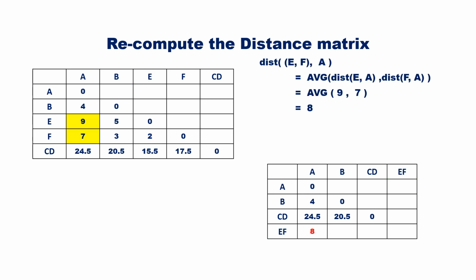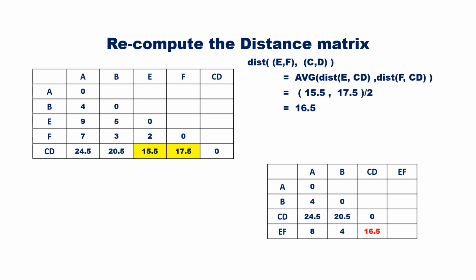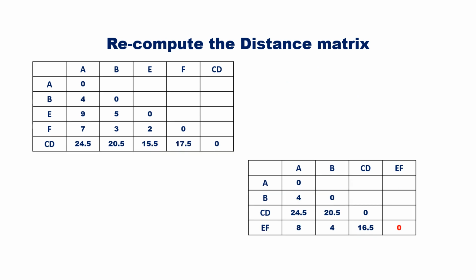The distance between the EF cluster and A is calculated as the average of the distance between E and A and the distance between F and A, which is 8. The new distance between EF and B is 4. Similarly, new computed distance between clusters EF and CD is 16.5. And EF to EF is 0.